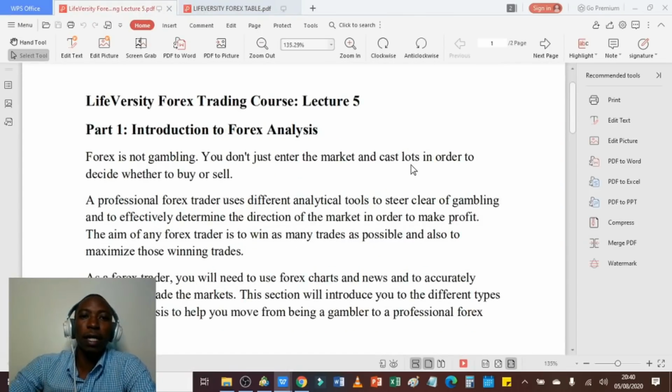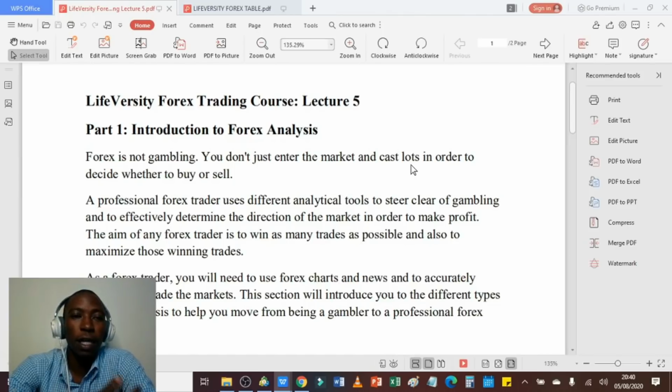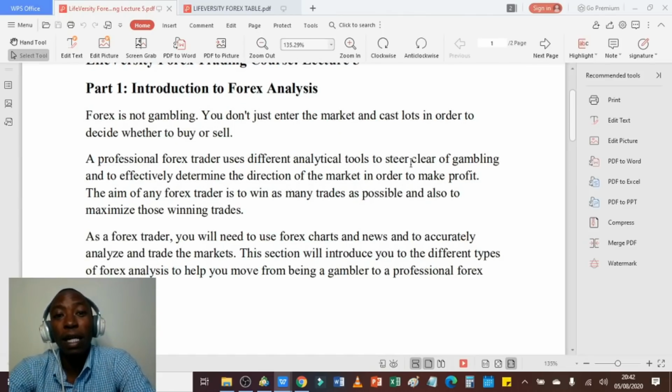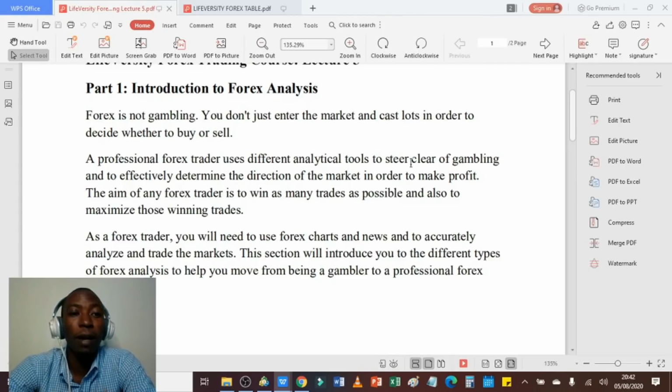As you can see in part 1, introduction to Forex analysis, Forex is not gambling. Many people confuse foreign currency trading with gambling. Most novice traders do gambling in the foreign currency market, but as a technical trader, you'll come to understand that foreign currency trading is not gambling. A professional forex trader uses different analytical tools to steer clear of gambling and to effectively determine the direction of the market in order to make profit.